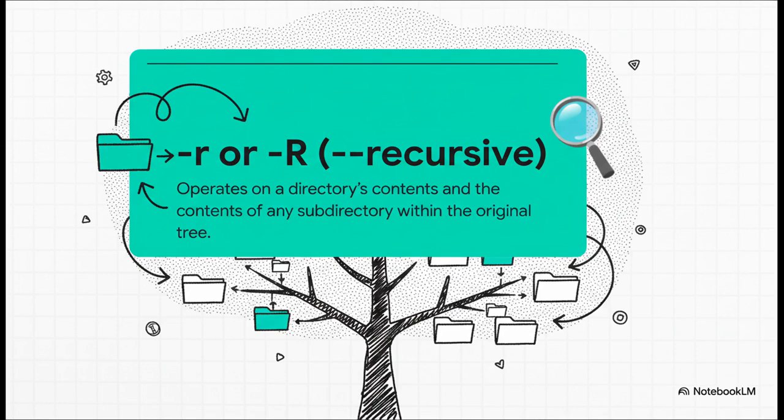This is the -R flag, and it stands for recursive. You absolutely need this if you want to copy or delete an entire directory, not just a single file. It basically tells the command, hey, go into this folder, handle everything inside, then go into all the subfolders and do the same thing, all the way down the line.